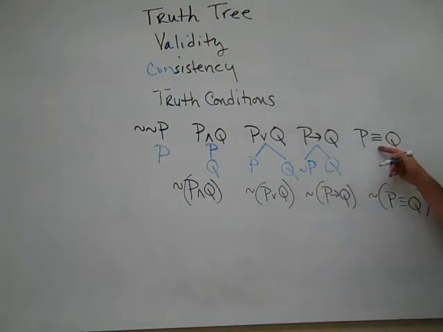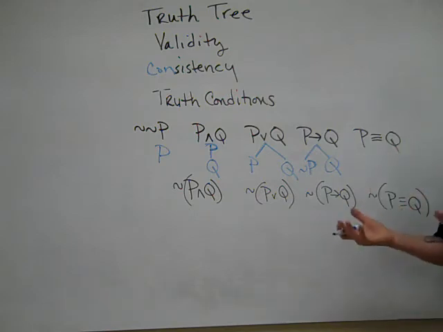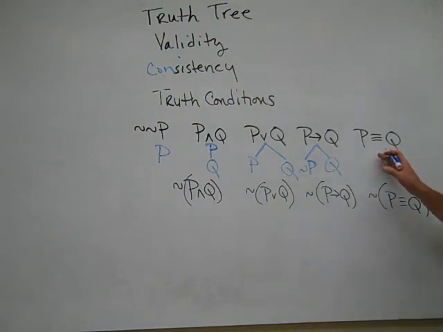What about the biconditional? Well, remember the biconditional is sort of an odd bird here. It's true in two ways, and it's false in two ways. It's true when P and Q have the same truth value. So notice P and Q will have the same truth value when they're both true, and P and Q will have the same truth value when they're both false.